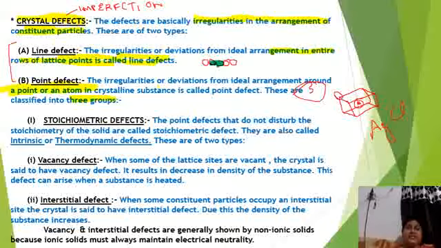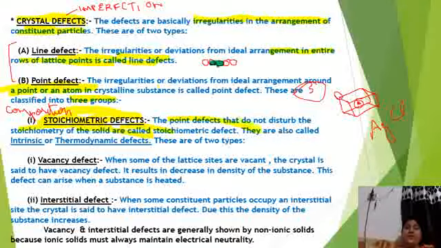First of all, we will discuss stoichiometric defect. What do you mean by stoichiometry? First of all, we have to study what is stoichiometry. Stoichiometry means the composition, the composition of a substance, what it is made of. In stoichiometric defect, the stoichiometry of the solid is not disturbed.